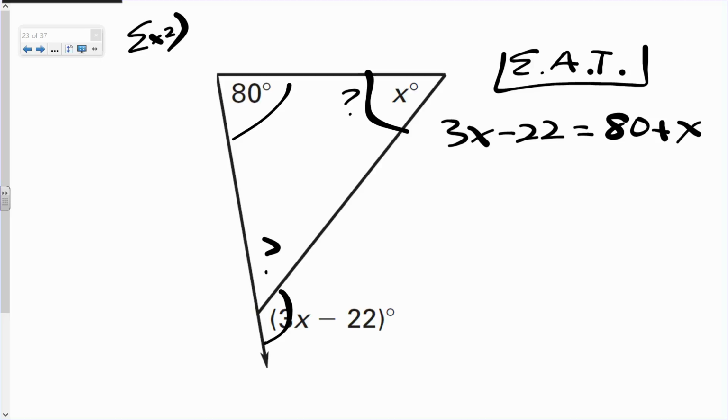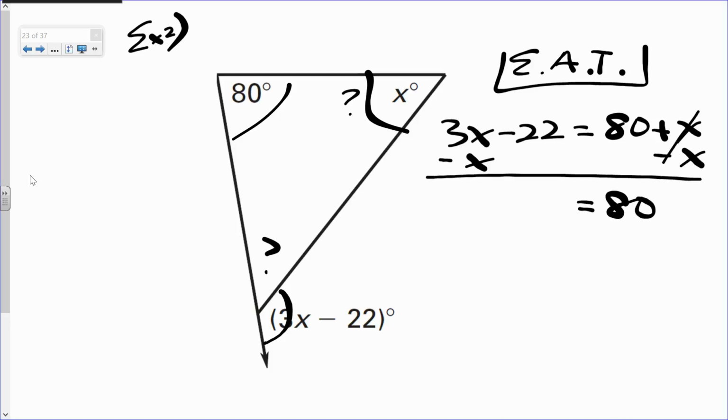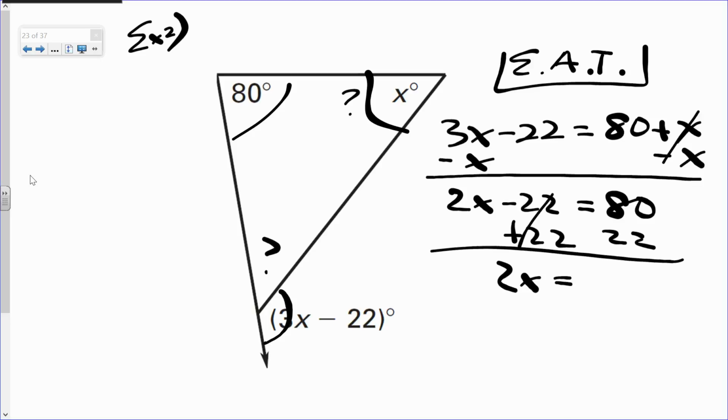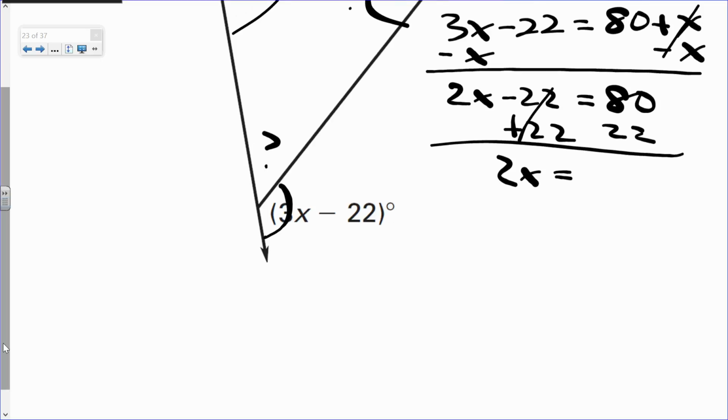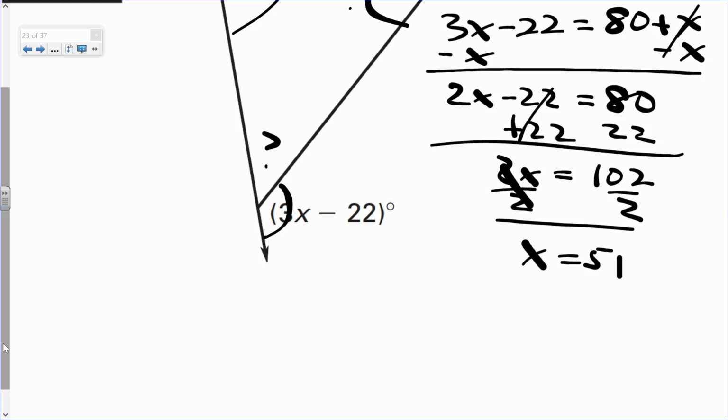Nice, Gomez. Let's subtract x from both sides. 80 is 2x minus 22. Get x's on one side. Beautiful. Thank you. 102. Let's see. 51. So x is 51. Nice.